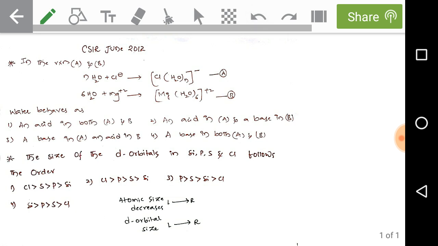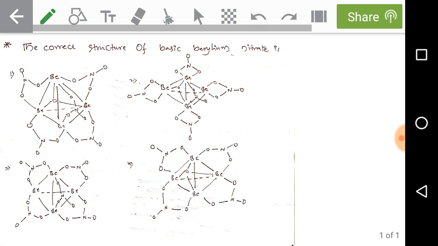And next one: the correct structure of basic beryllium nitrate. So the first one is the correct structure of basic beryllium nitrate.